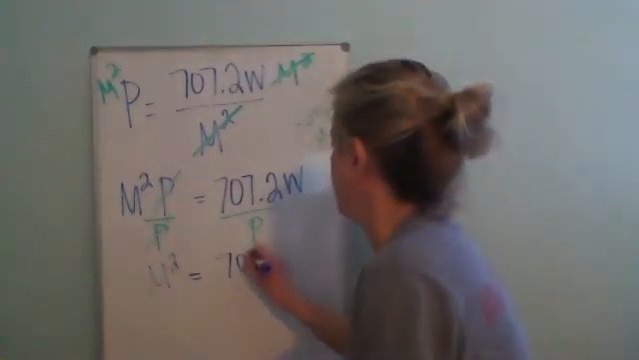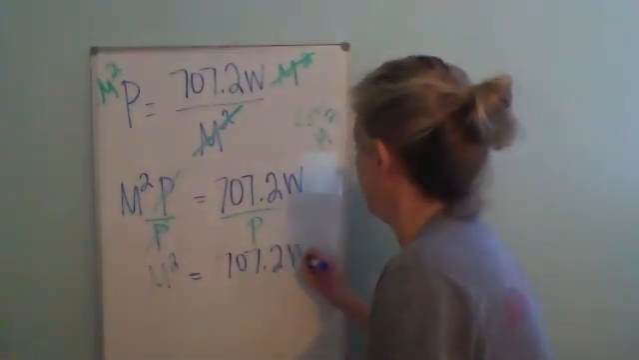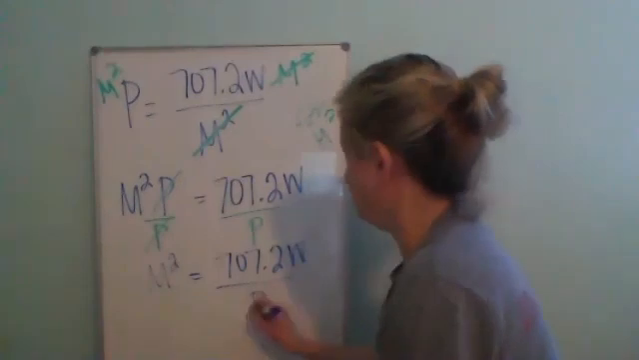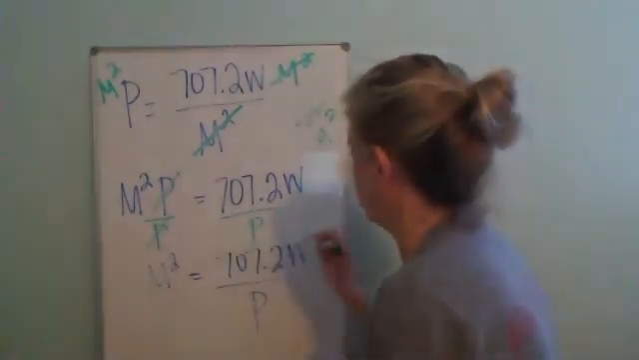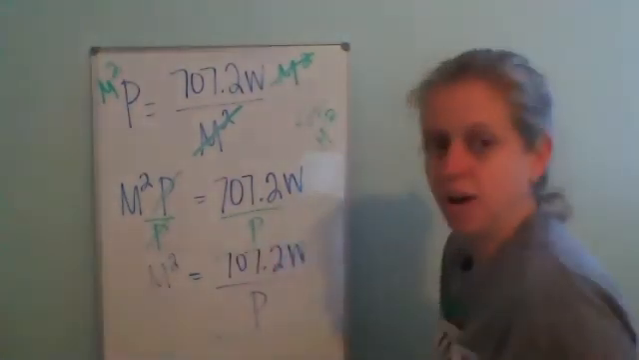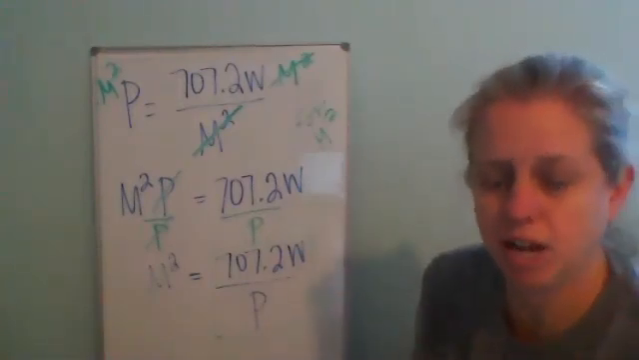So I just have 707.2 W over P, which is your answer. All right, so good luck and email me with any questions that you have.